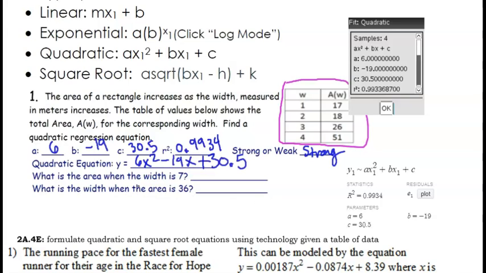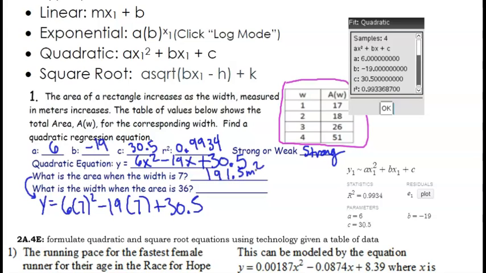Using the found formula, we find the area where the width is 7. To do that, we just plug in x equals 7. So y equals 6 times 7 squared minus 19 times 7 plus 30.5. And you put that in the calculator, and then you'll get 191.5 meters squared.